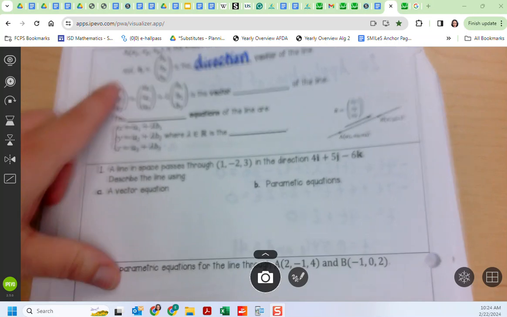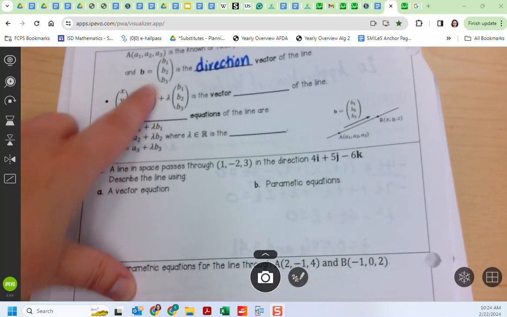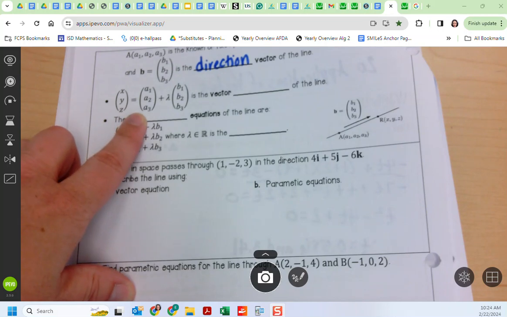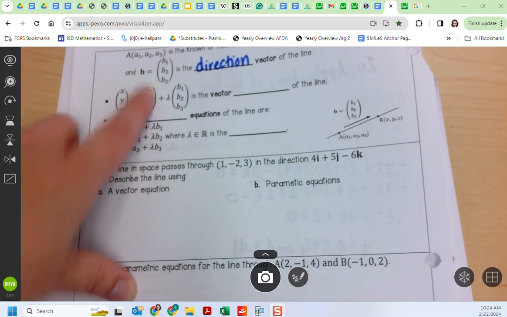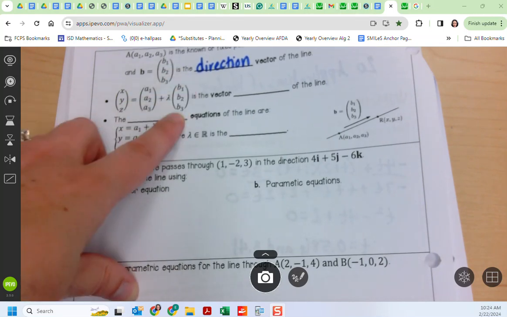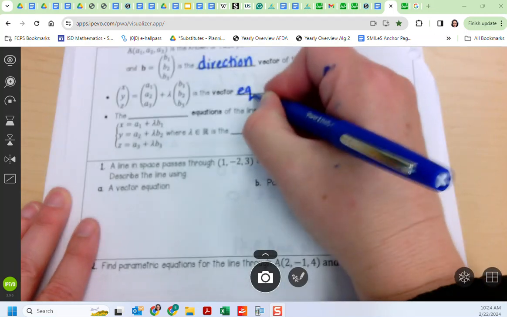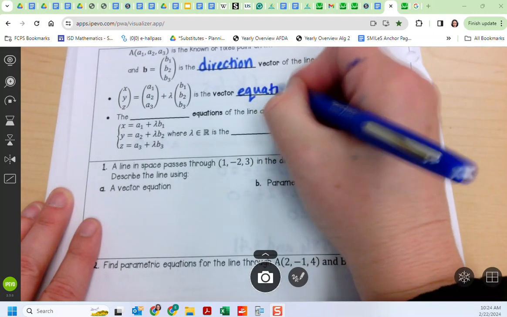So we would say that the point x, y, z is equal to the starting point that we just picked. It could be any point on the line that we picked. Not any point in space, but any point in the line that we picked. Plus lambda times your direction vector. This is the vector equation. It looks new, and yet it's not really new.